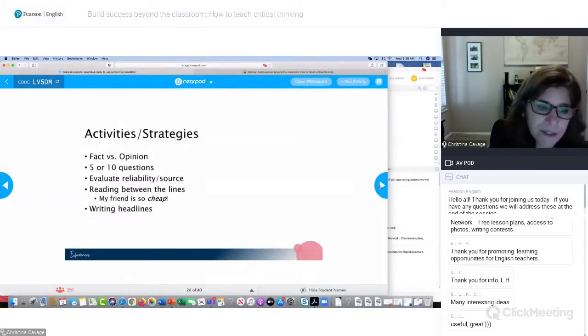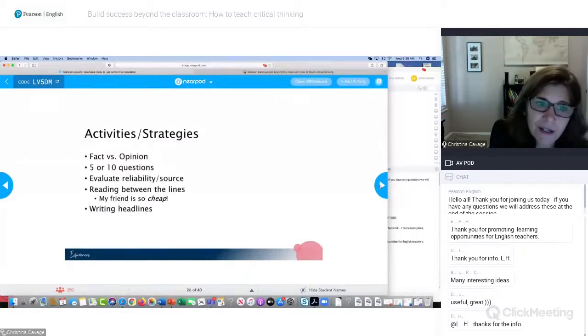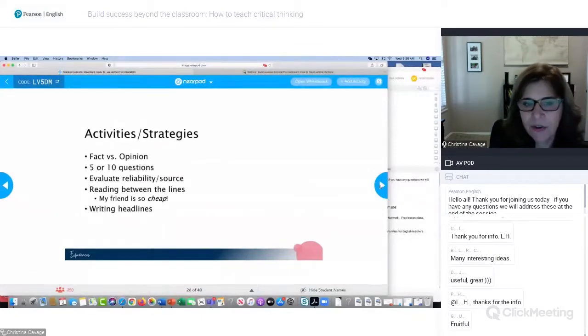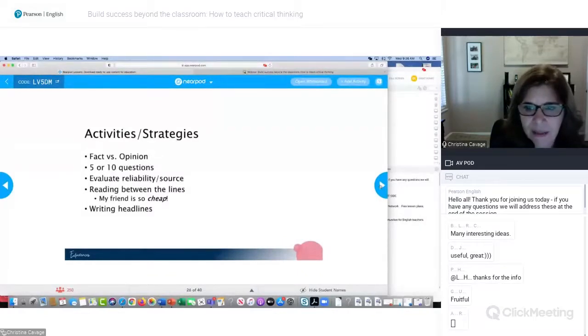In our upper levels, even starting at intermediate, getting students to identify reliability of a source. Okay, and you can do this with cartoons a lot. So having students look at a cartoon character versus having somebody sitting at a news desk. So I might start in that way, getting them to really understand the reliability, getting them to read between the lines. Okay.